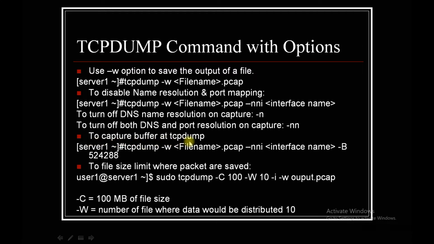Okay, so next is the capture buffer in tcpdump. Let's say your data is coming in, and you first want to buffer it and then write it into the file so that your time will be saved. So what you can do is use small w, which is for writing to a file, and -B, which you have to mention with the size, how much buffer you want first, and then later write into the file.